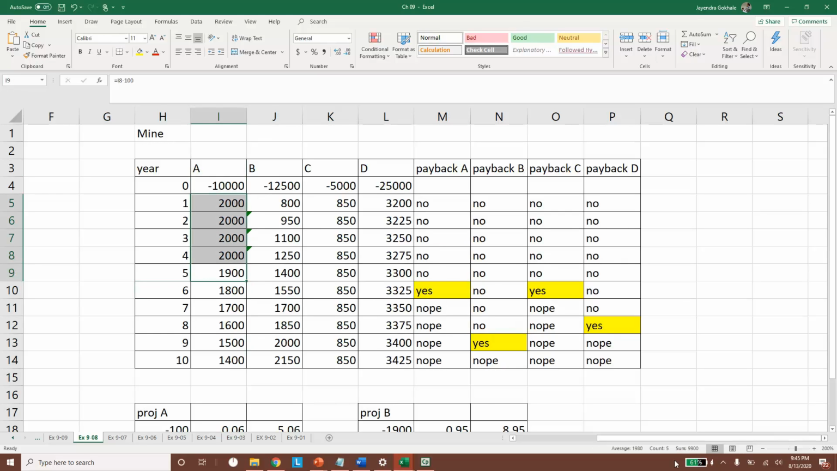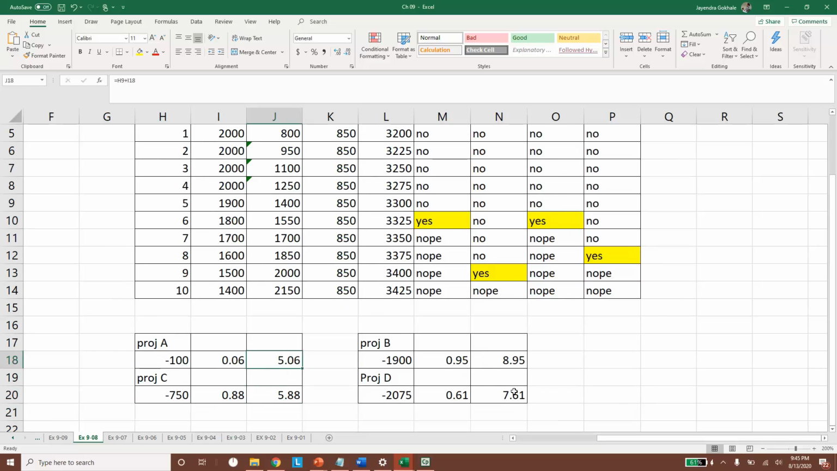So for example, let's check this. Here you can see the sum is 9,900, and as soon as we move into this period it exceeds 10,000. Likewise here, this is the first time we exceed 12,500, 12,600, and so on and so forth.